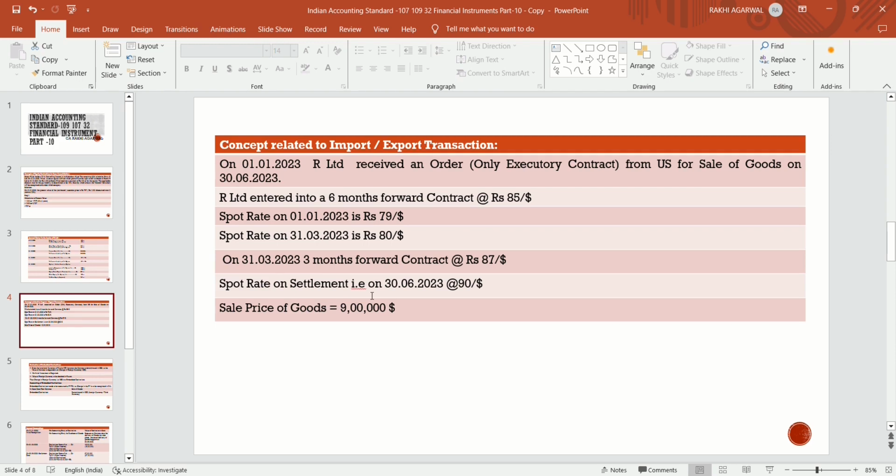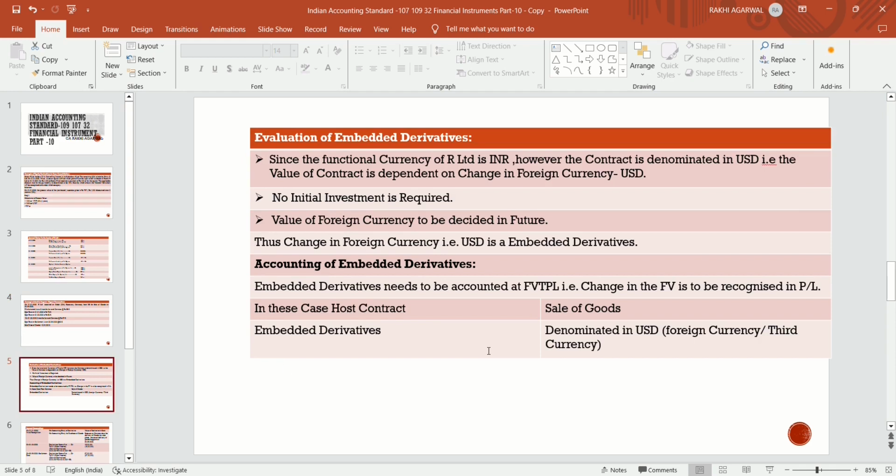Spot rate on 1st January 2023 is 79 per dollar. Spot rate on 31st March 2023 is rupees 80 per dollar. On 31st March 2023, the 3 month forward contract rate is rupees 87 per dollar. Spot rate on the date of settlement, that is on 30th June 2023, is 90 per dollar. Sale price of the goods is contracted for 9 lakh dollars. So how will we make an entry?